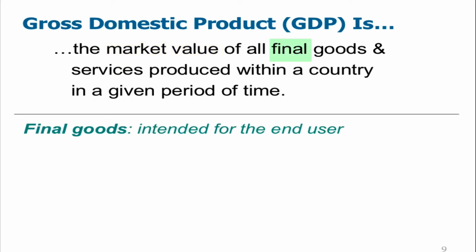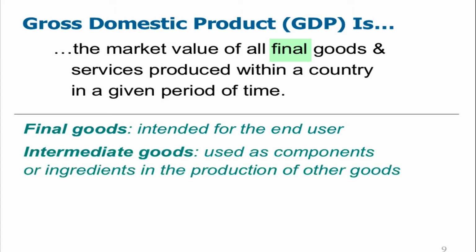All right, final goods and services. Final goods are intended for the end user. The end user. There are also intermediate goods, which are used as components or ingredients in the production of other goods along the way.